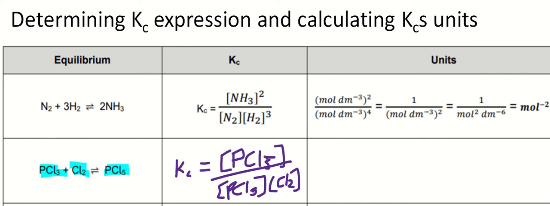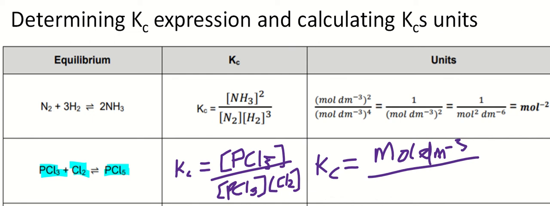Now working out the units for KC is basically a matter of just thinking about what the units are for the concentrations that exist in the KC expression. So if KC equals those concentrations divided by each other, then the units for KC are just going to be the units of concentration for PCl5 on the top, mol dm^-3.